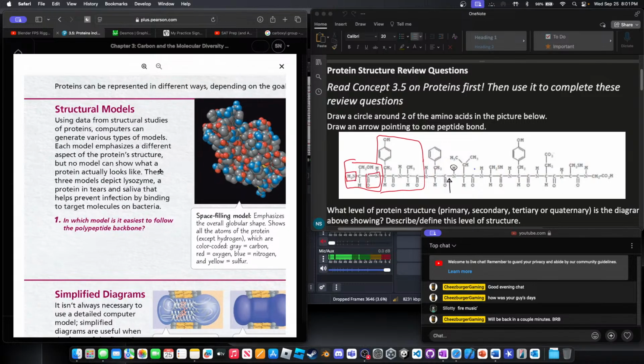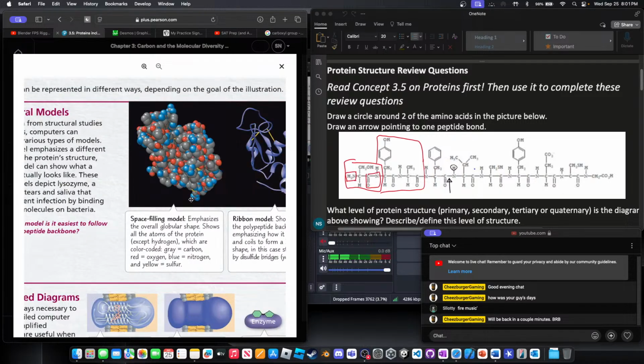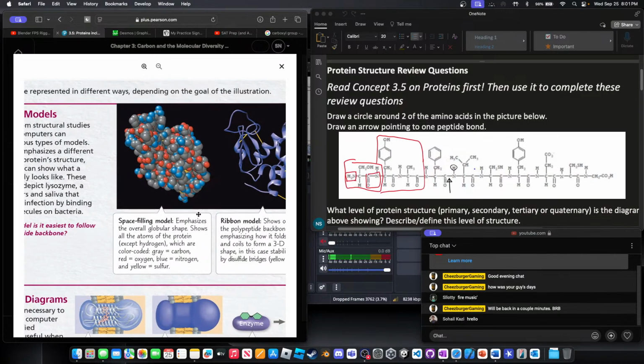Okay, the space-filling model emphasizes the overall globular shape and shows all the atoms of the protein except hydrogen.